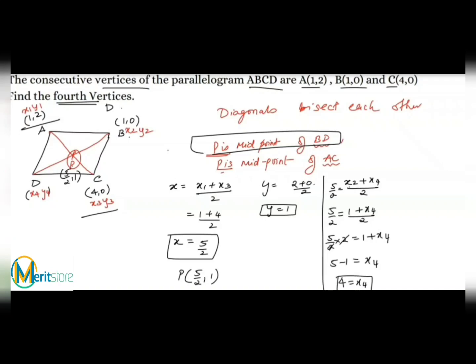Similarly, we'll do for y. That's 1 is equal to, y2 is 0, so 0 plus y4 upon 2. 2 goes on the other side. So 2 is equal to 0 plus y4. 2 is equal to y4. So the coordinates of the fourth vertex D is 4, 2. That's our answer.